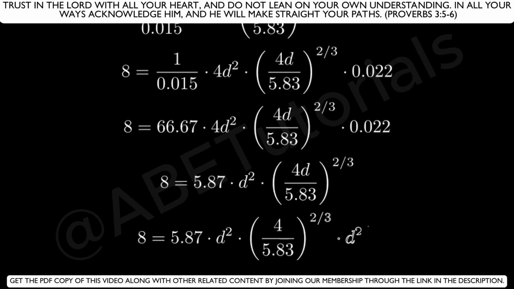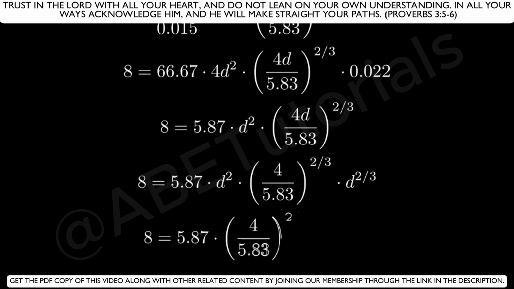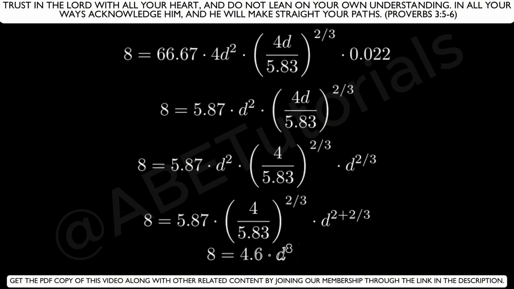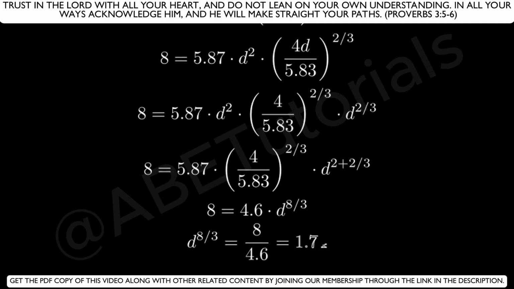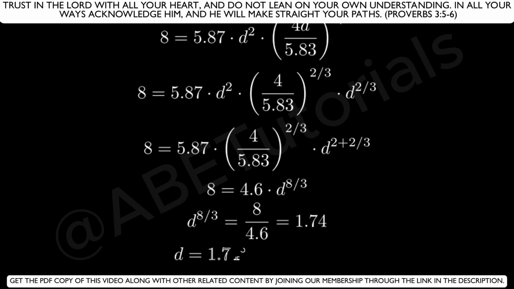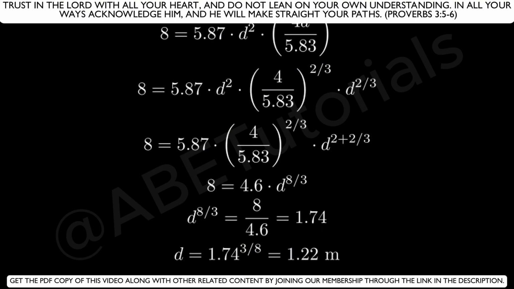8 equals 5.87 times d squared times (4 over 5.83) to the power of 2/3 times d to the power of 2/3. 8 equals 5.87 times (4 over 5.83) to the power of 2/3 times d to the power of 2 plus 2/3. 8 equals 4.6 times d to the power of 8/3. d to the power of 8/3 equals 8 over 4.6, which equals 1.74. Taking both sides to the power of 3/8, d equals 1.74 to the power of 3/8, which equals 1.22. So, the design depth is approximately 1.22 meters.